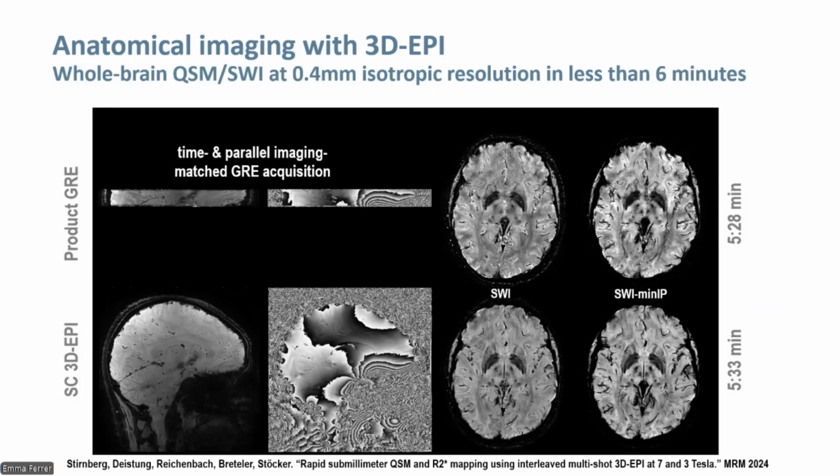This has some benefits because having a short acquisition per volume also means we have little dynamically induced artifacts, such as due to motion or field changes. And this is our workhorse SWI QSM sequence that is shown here at the bottom. So within 5.5 minutes, we acquire 0.4 millimeters isotropic across the whole brain. And at the same time, with the same parallel imaging, we could only acquire a small portion of the brain using the product GRE sequence.